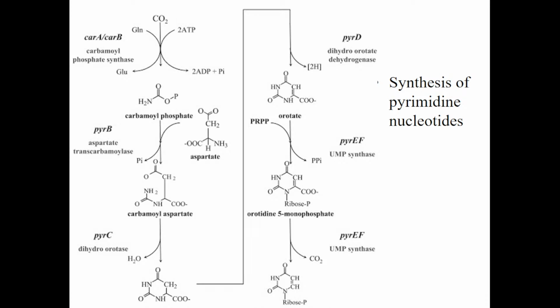Synthesis of orotic acid, which is associated with phosphoribosyl pyrophosphate, and synthesis of uridine monophosphate. And later, methylation leads to thymine, or amination leads to cytosine. That is about synthesis.